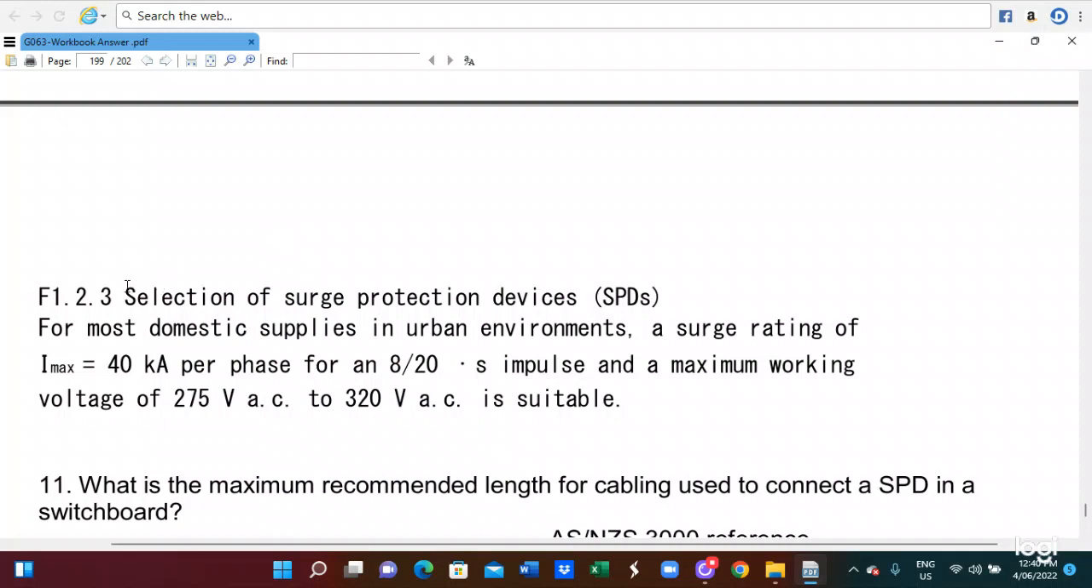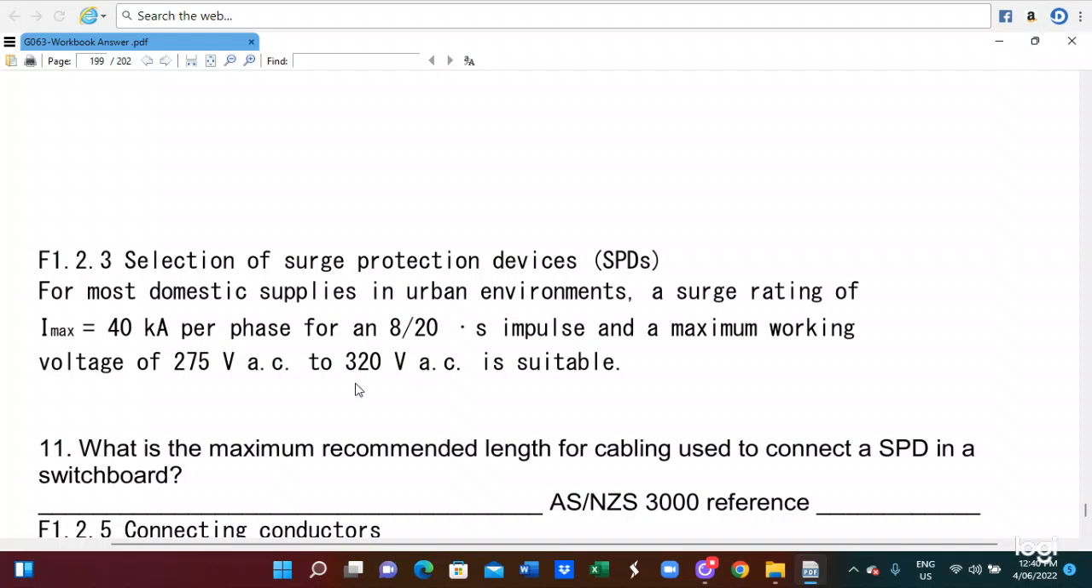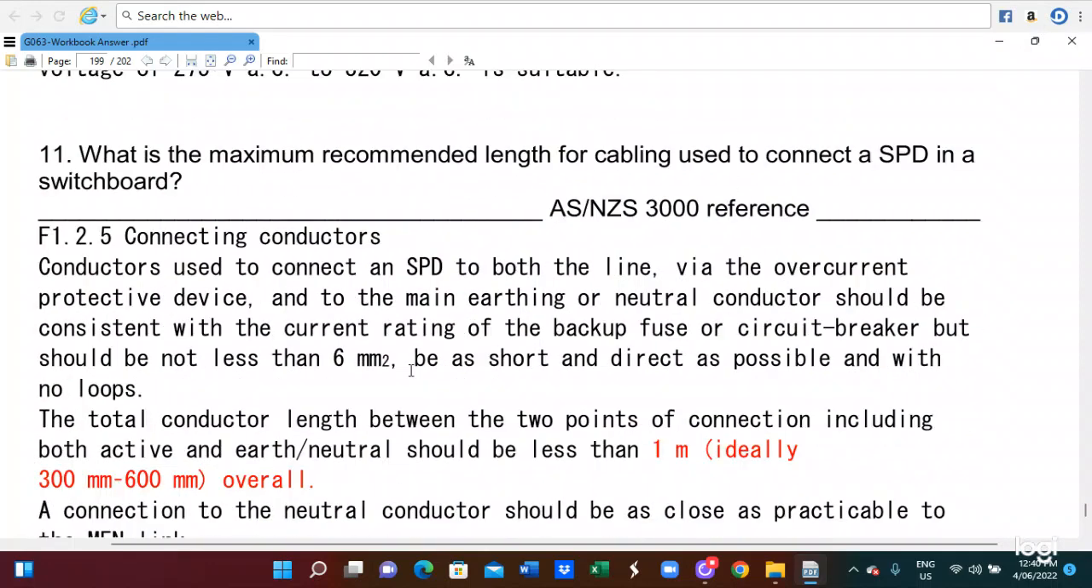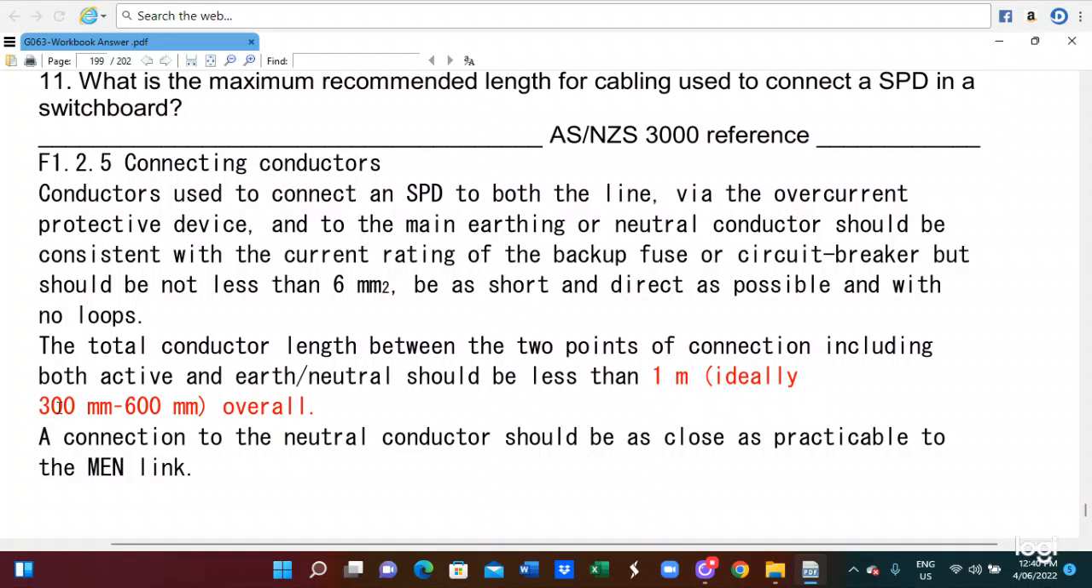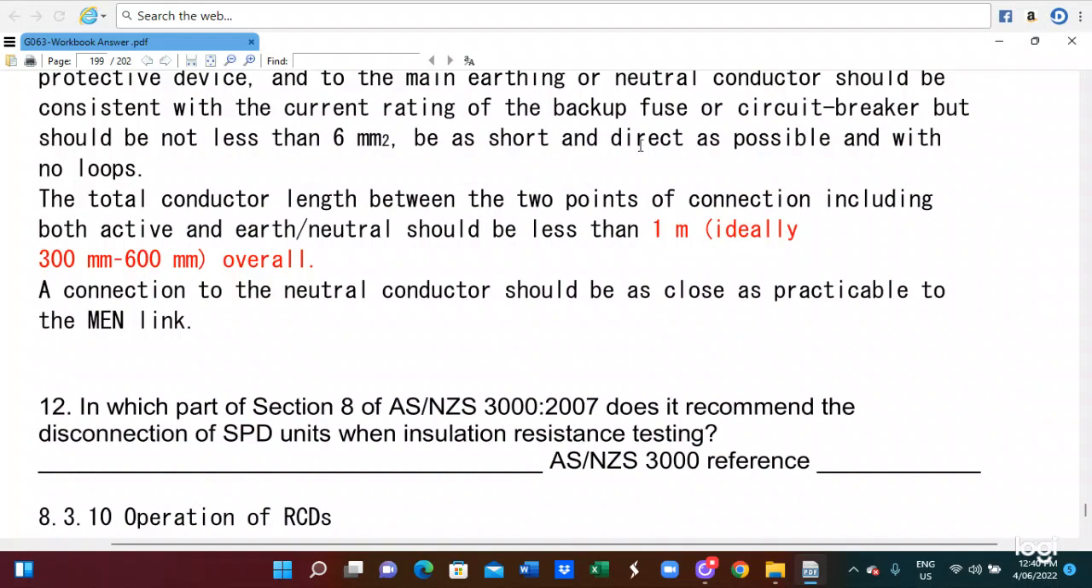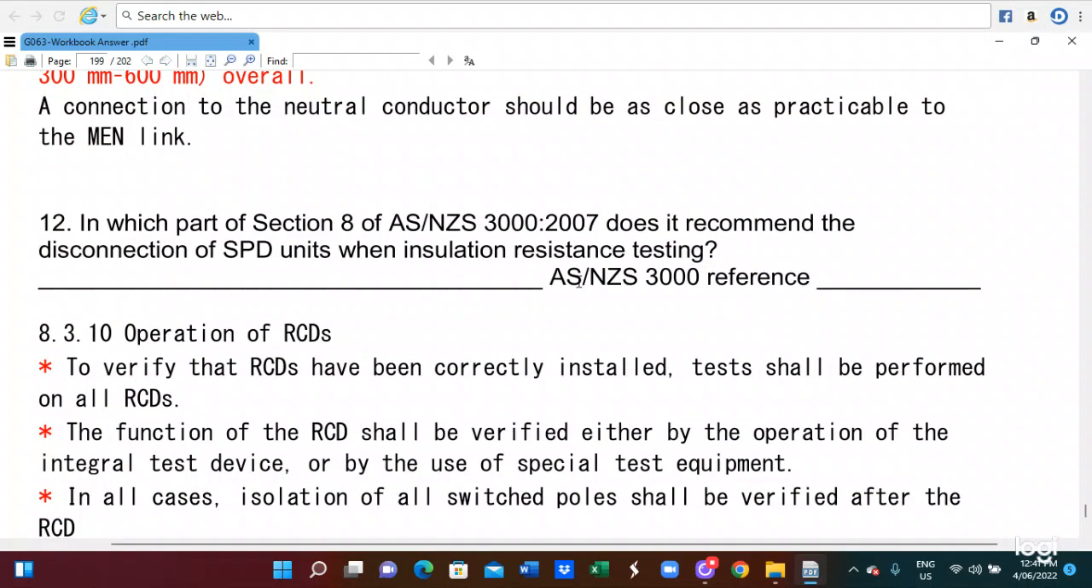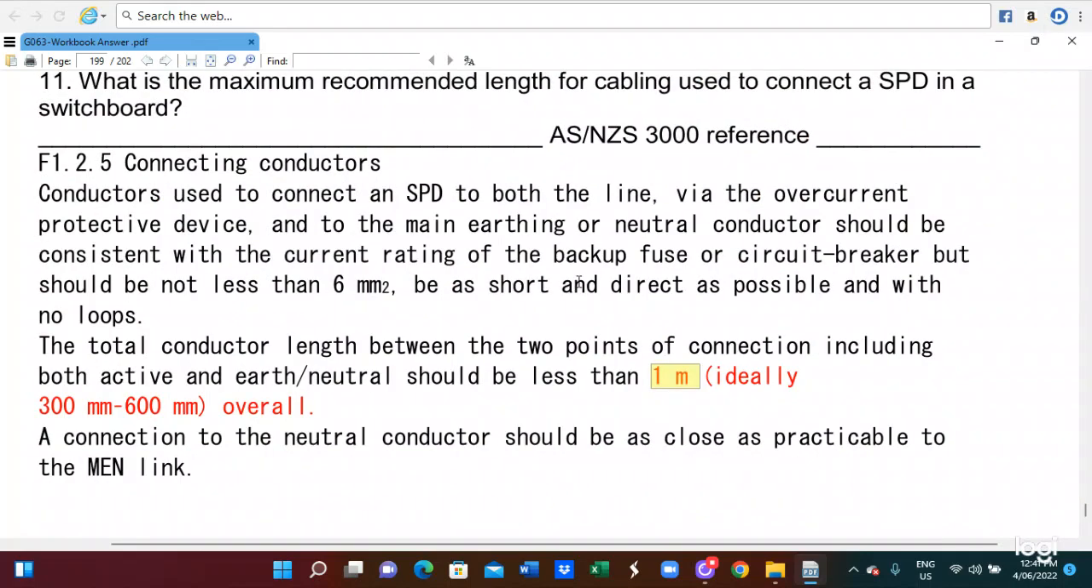So you see this clause F1 by 2 by 3. So this is the maximum current is 40 kilo ampere. Working voltage 275 volt AC to 320 volt AC. What is the maximum length recommended for the cable used to connect the SPD and switchboard? So this is 300 to 600 millimeter overall, not more than 1 meter. This is clause 1 by 2 by 5.